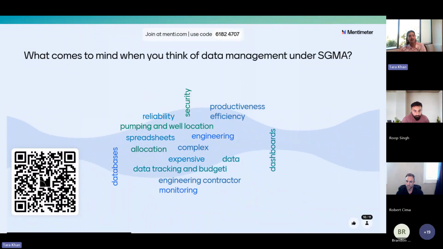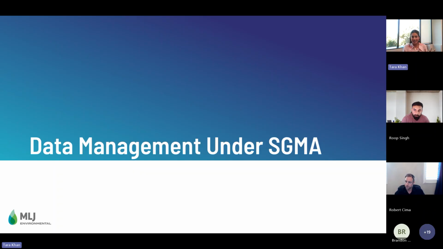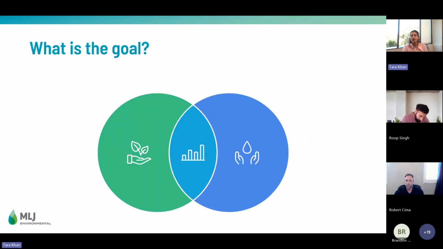We're trying to figure out how to go about making our data management useful under Sigma. There's a lot of considerations. It's very complex. So I think it's a good idea to just start off by going back to basics for a second, just to try to situate why we're doing a whole series on data management under Sigma. So what is the goal here? What are we trying to achieve? What do we need to do under Sigma to remain in compliance? And how does data help us achieve those goals and stay in compliance?